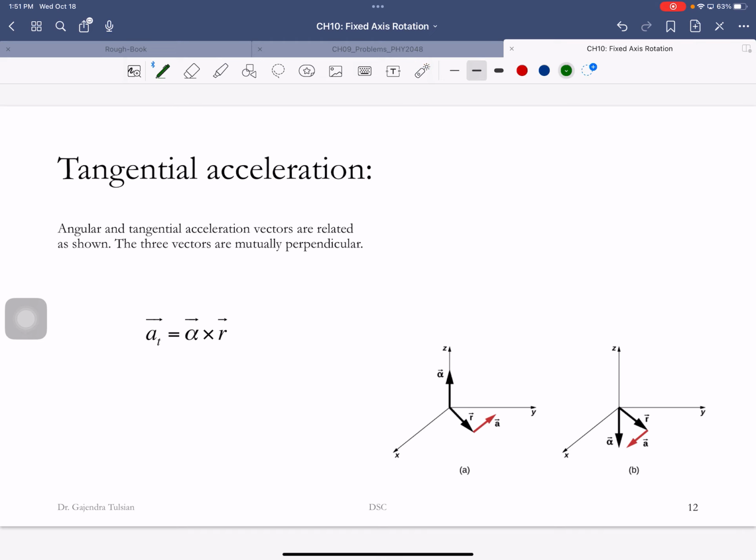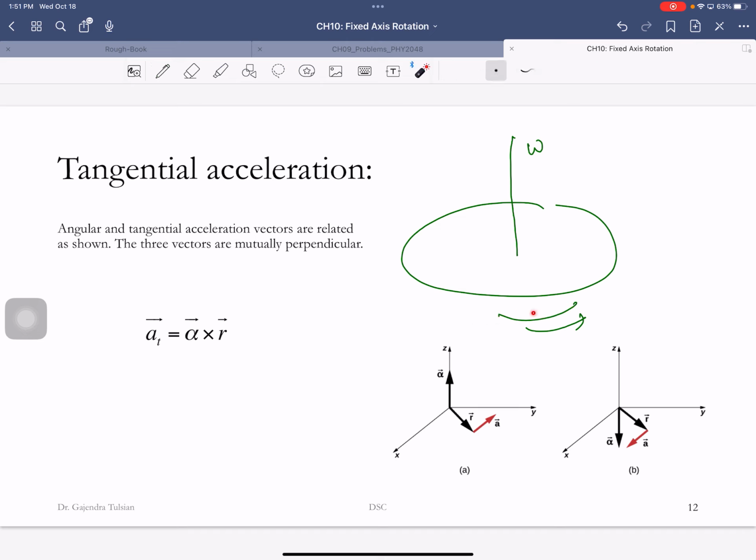Let's say, again, here is the disk that is spinning about this axis, so omega is pointing in this direction. Let's say it spins faster. You make it spin faster and faster, so angular velocity is increasing. And what is happening to this point? This point is going with the speed in this direction, and as it spins faster, what is happening to the speed?